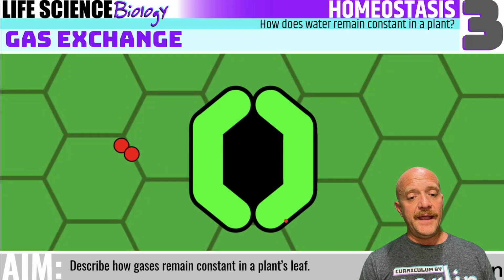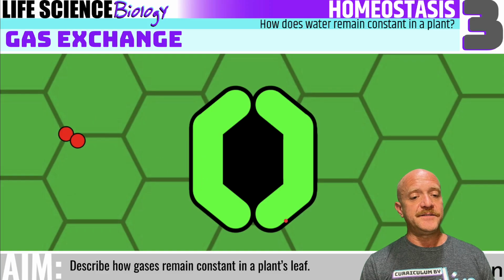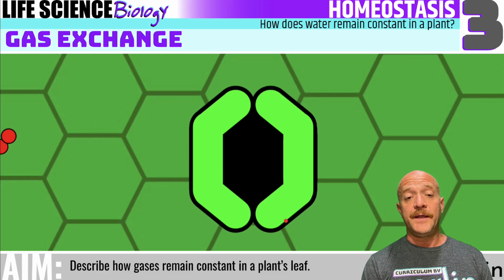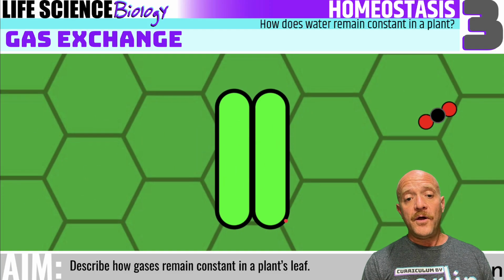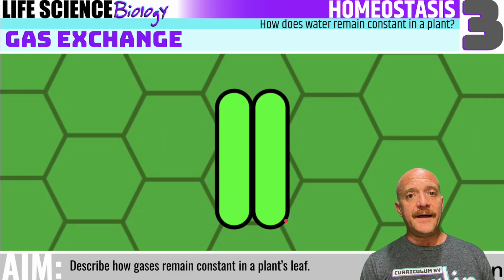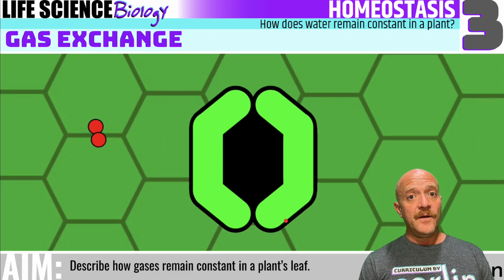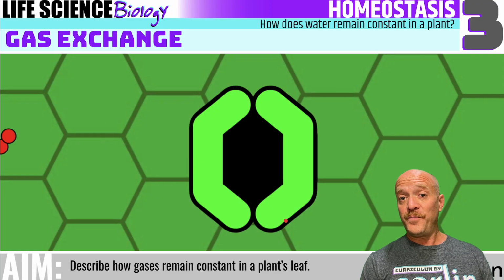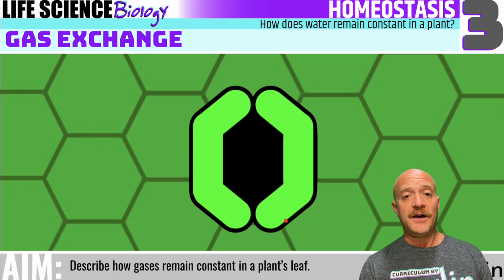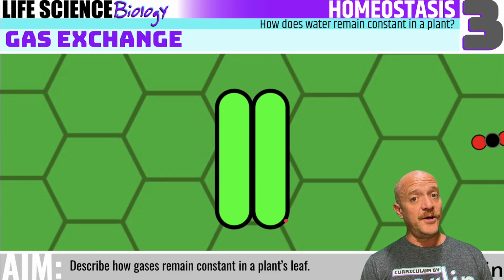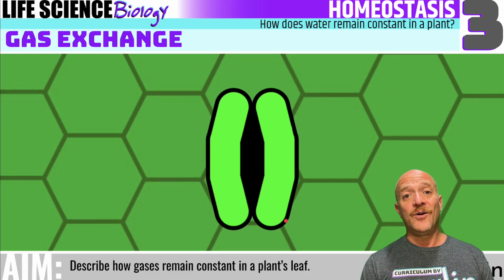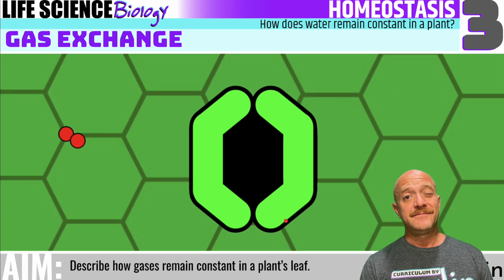Here is a GIF that I made that is showing you what's happening. So gas exchange, carbon dioxide is going in, oxygen is going out. Oh no, when it's closed, the carbon dioxide can't go in. When the stomata is open, carbon dioxide goes in, oxygen comes out. When it's closed, no carbon dioxide can go in, no oxygen comes out. Pretty self-explanatory.